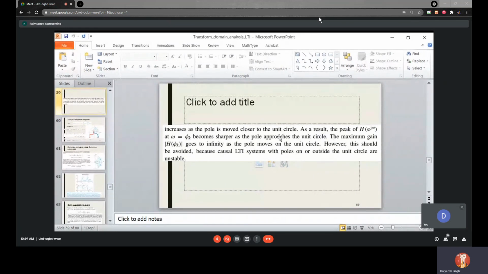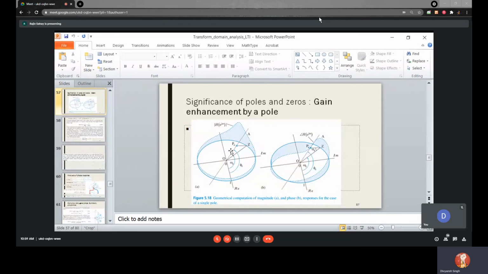The peak of H(e^j omega) at omega equal to phi k becomes sharper as the pole approaches the unit circle. This is again another important thing. Now, suppose the pole is located closer to the origin, then the peak will occur at phi k, but the peak will be broad. So if you want the peak to be narrower and sharper, then the position of the pole should be on this particular line closer to the unit circle.